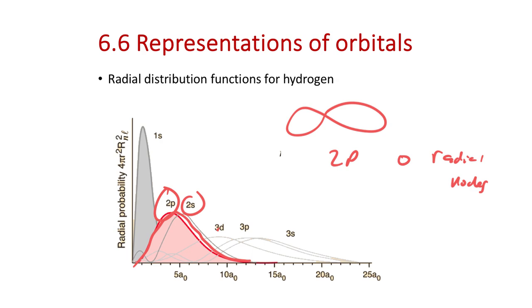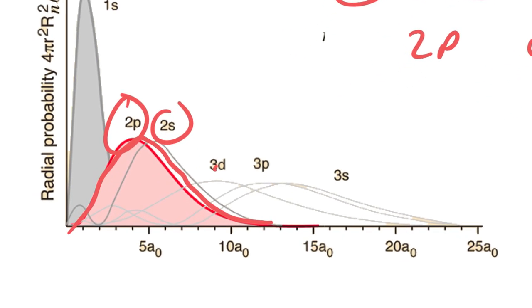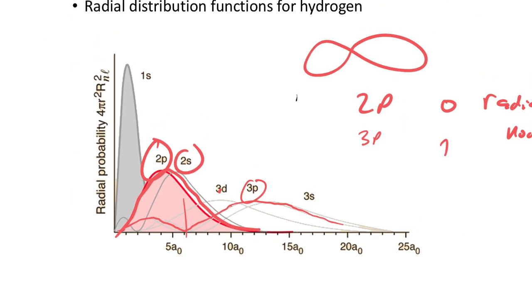And so if we were to look at the 3p, this takes some zooming in to see, tracking which one is the 3p, but that's this one here. And so the 3p has one radial node. Now, they usually don't ask about radial nodes of anything other than s orbitals. But I just wanted to point out that the first time you can have an s is 1, there's no radial nodes. The first time you can have a p is 2, so the 2p has no radial nodes. And so it's the next one, the 3p, that would have one of those radial nodes.